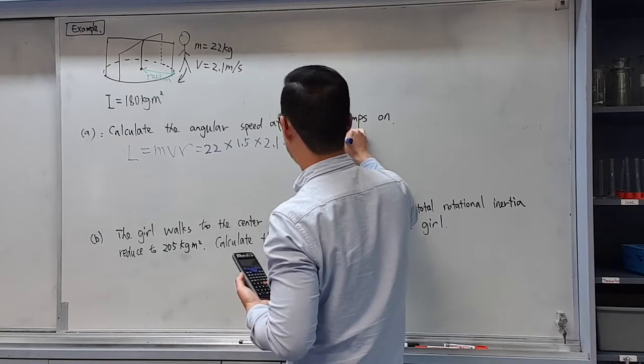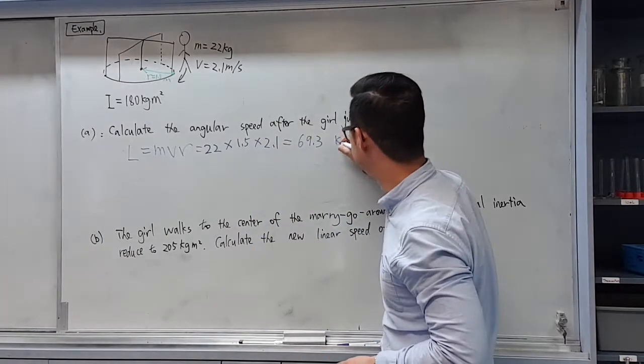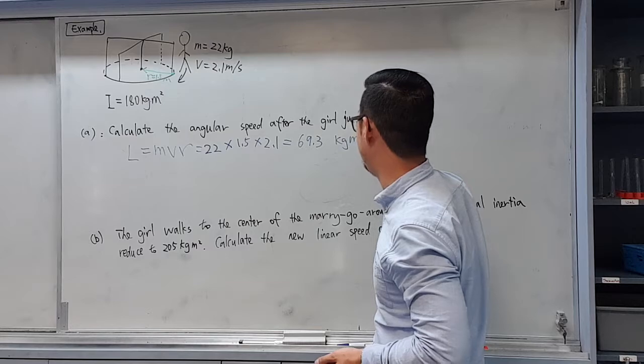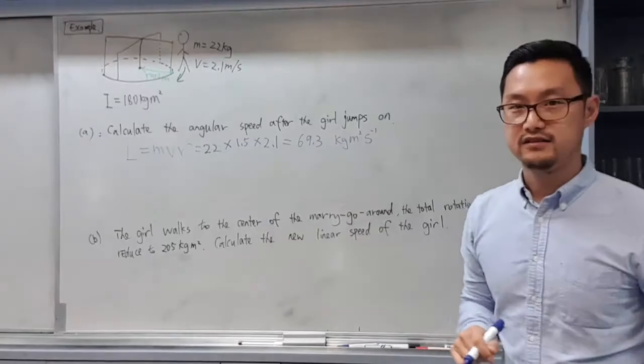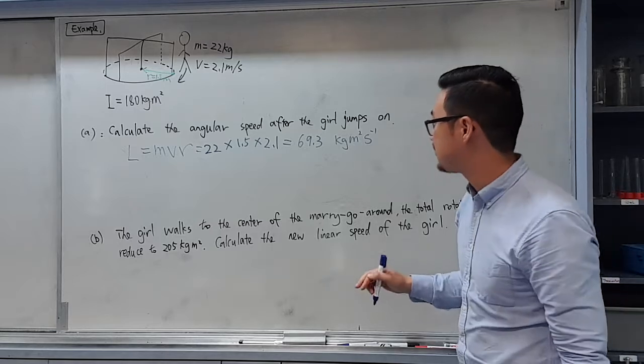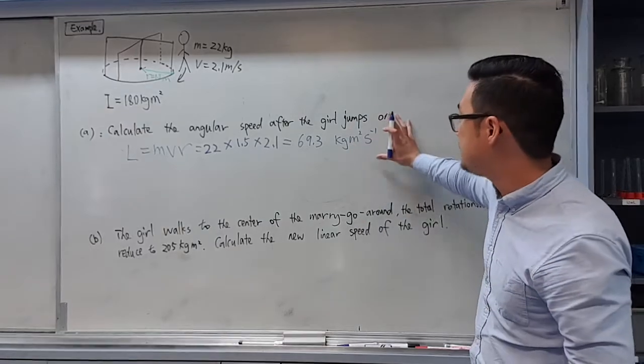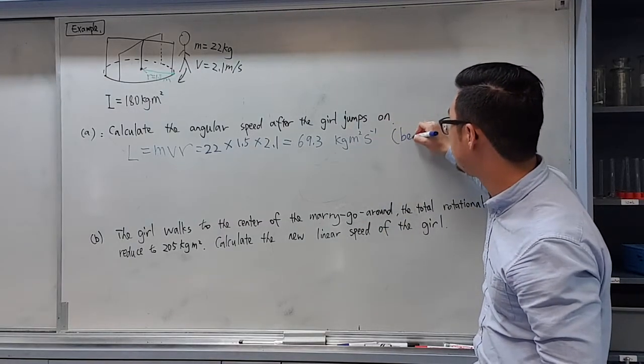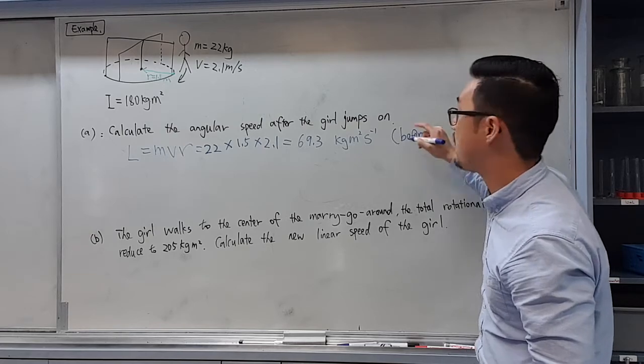That gives me 69.3. The unit is kg meter squared per second. Hopefully I didn't remember it wrong. If I remember wrong, you guys can correct me. So that is the total angular momentum before, coming from the girl.